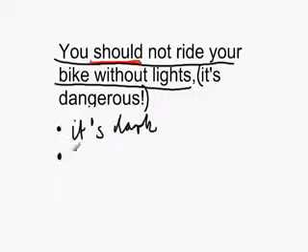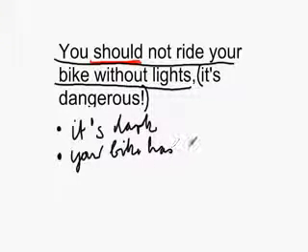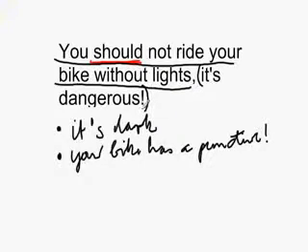Okay. But if I said your bike has a puncture, then is this an assumption? So I've got a flat tire. Is this an assumption? You should not ride your bike without lights. It's dangerous because your bike has a puncture. Well, that doesn't support my conclusion. If I turn it around, your bike hasn't got a puncture. That again has no influence on the conclusion whatsoever. So this is not a valid assumption.